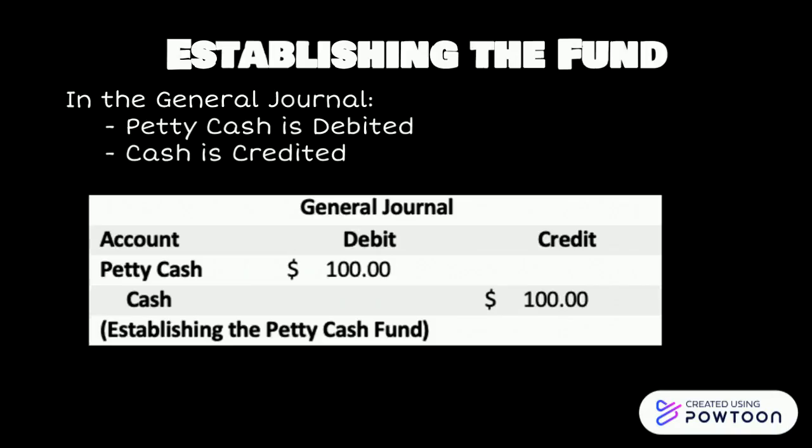A petty cash fund is established by writing a check for the amount of the fund, cashing the check, and placing the cash under the care of an employee designated as the custodian. A journal entry is then made to record the establishment of the fund, where petty cash is debited and cash is credited, both for the amount of the petty fund.